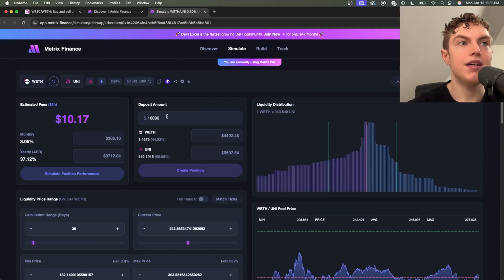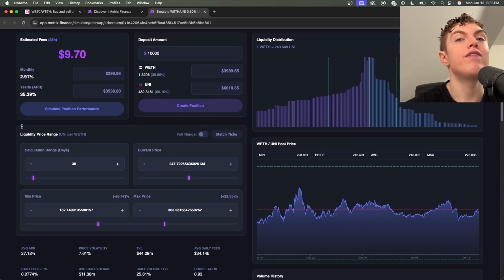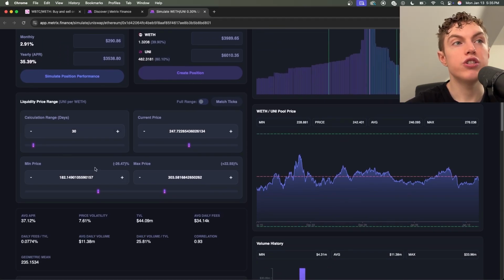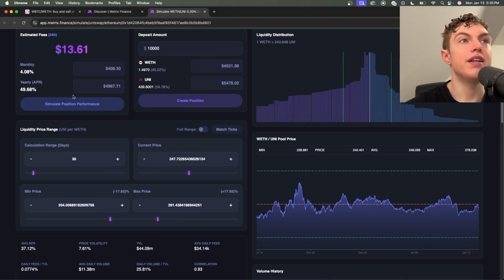So I'll set my deposit amount, and now we can move our current price over to where there's more liquidity. And look, we're getting much higher APRs, like 35%. That's even before we adjust the calculation range. So I can move the range like this. Let's see, with a bit tighter range, we're looking at almost 50% yearly APR.